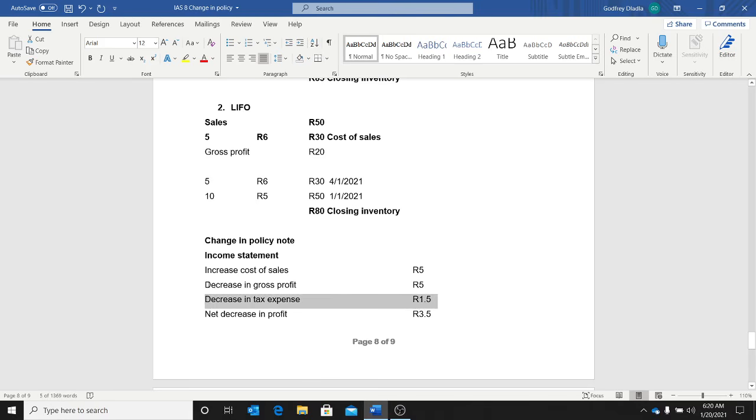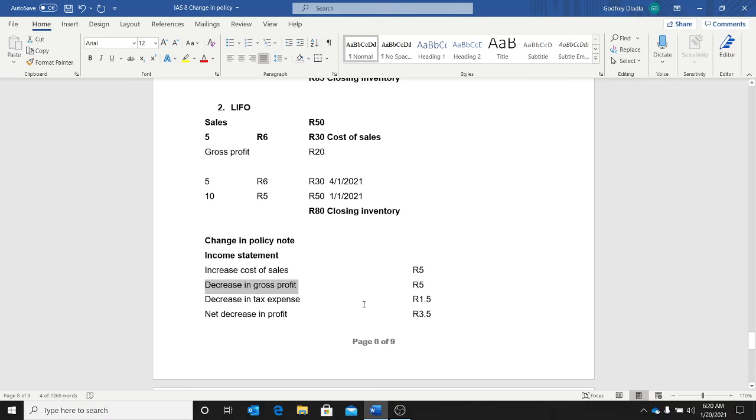So what you'll do, you'll say, okay, my profit decrease is 5. 30% of 5, that will give you 1.5. This is your decreasing tax. So now, if you say 5 minus the tax of 1.5, it leaves you with a net amount or after tax amount of 3.5, which is still a decrease. Remember, the decrease in profit that is written here, it follows this direction that I've highlighted here.